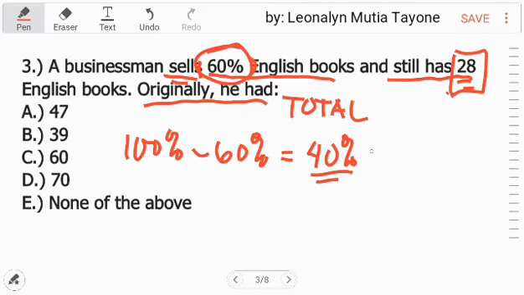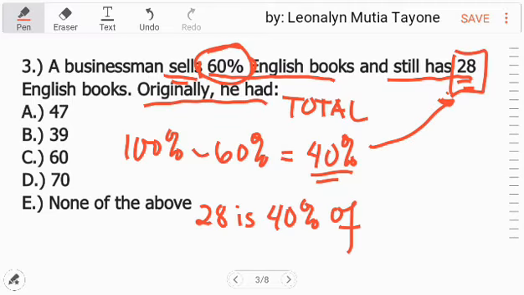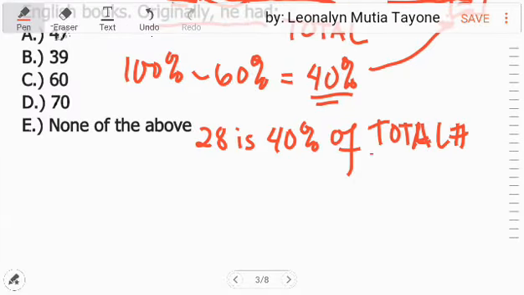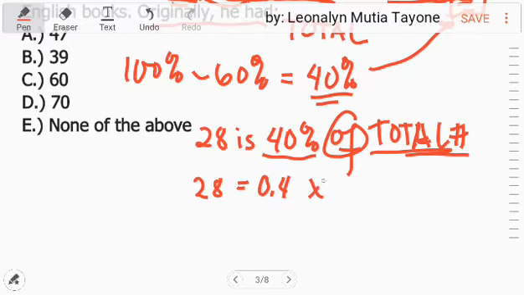Bali, ito yung equivalent ni 40%. 28 is 40% of the total number of English books. Ito yung hanapin natin. Kasi yan yung tanong. 28 kopyahin is equal yan siya. Si 40% gawin na natin siyang 0.4 or yung decimal form niya of multiplication yan siya. Total number sa English books, let n be that number.